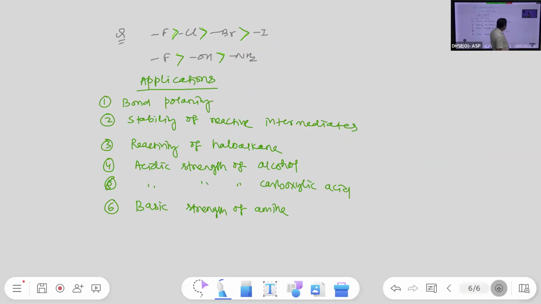Second, stability of reactive intermediate. Here we will basically see carbocation, carbanion, and free radical. The carbocation is electron deficient. Carbanion means electron rich. Free radical is also electron deficient. In a free radical, carbon has 7 electrons, which is less than 8, so it is electron deficient. 8 electrons is electron precise, and more than 8 electrons is electron rich.